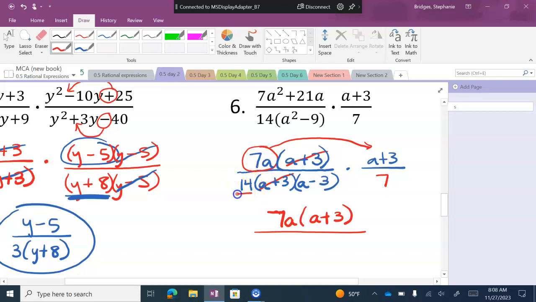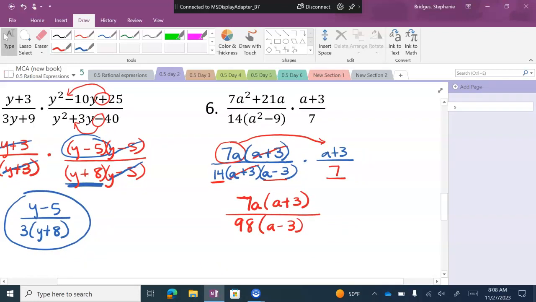And then at the bottom, I have 14 times a minus 3 times 7. So we're going to do the 14 times 7. Was that 98? And then we're going to keep that a minus 3 in parentheses. And I know some of y'all might have done it just a little bit differently here, and that's fine. Starting at the top, we have the numbers in the front, the 7 and the 98. Those can both divide by 7. So that's just going to be a and a plus 3, because there's a 1 in front of that. What's 98 divided by 7? 14. And then a minus 3.